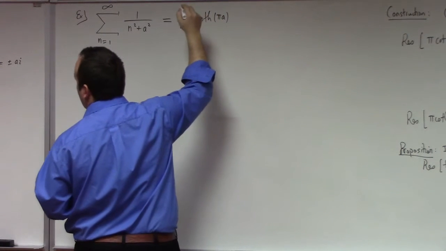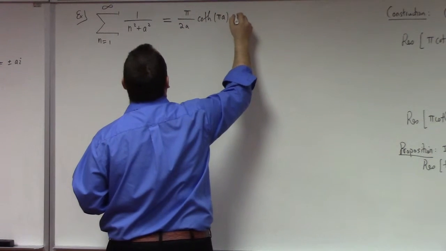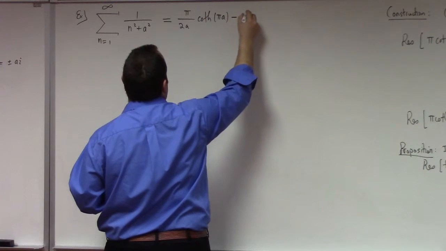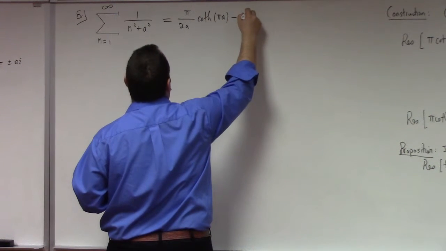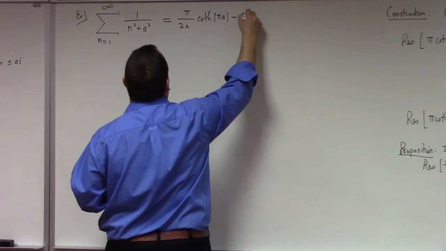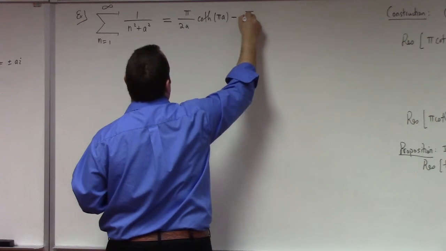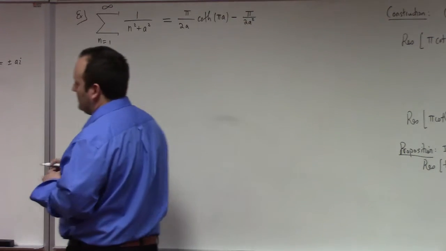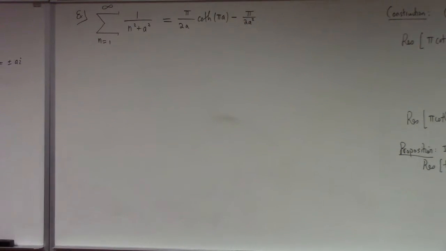And then what? Minus, I think it's pi over 2a squared. Is that right? Just, there's no pi there, sorry.